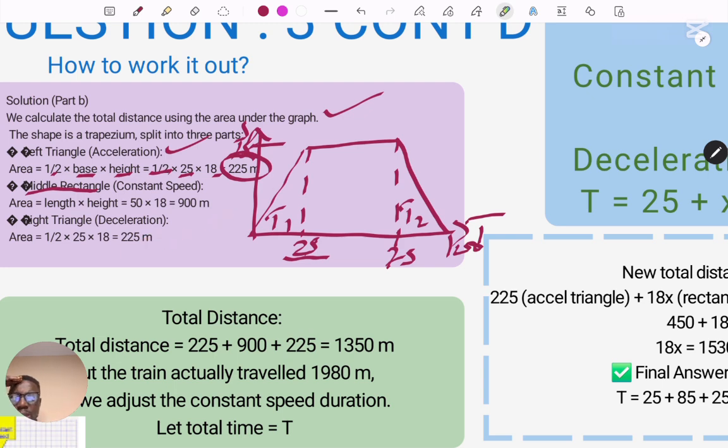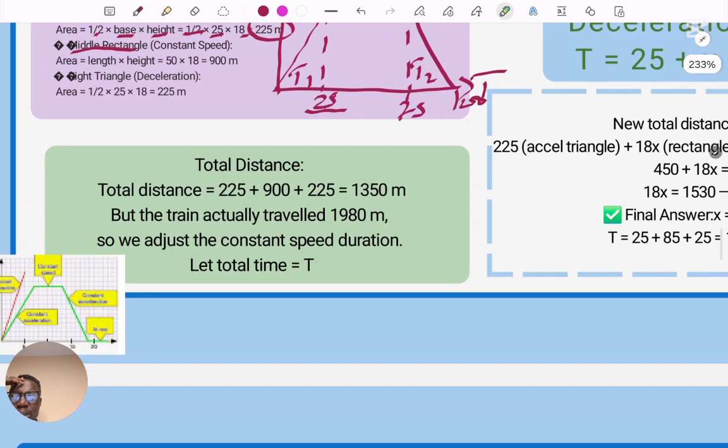So the total distance traveled, we could say, is equal to 1350 meters, but the train actually travels 1980 meters. According to the graph, the total distance traveled is 1350 meters, but the train actually travels 1980, from our question. So we adjust the constant speed duration. Let the total time be t.